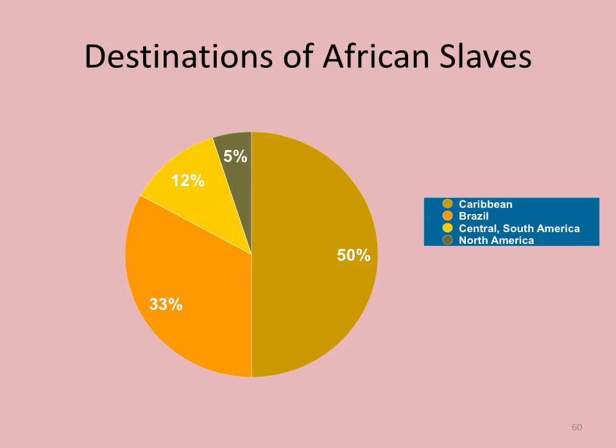As you can see from this chart, most of these people are going to be heading to the Caribbean. Like I said, sugarcane plantations are some of the hardest work. You're going to see Brazil, which is more sugarcane. You're going to see only about 12% make it to Central and South America, where we're going to see the silver mines, and only about 5% make it to North America. Keep in mind, the slave traders are going to the Caribbean first, then going to Brazil, then going to North America. So by the time slaves are reaching North America, they're going to be the weakest, least desirable of the shipment.